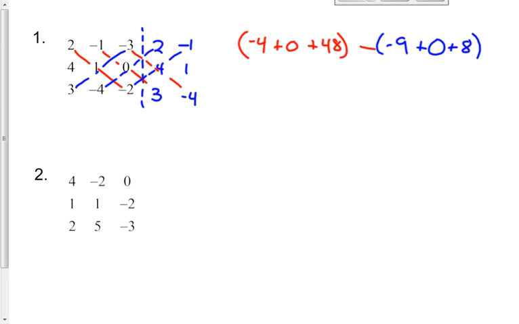Totals. -4 plus 48 is 44, minus negative 9 plus 8 is negative 1. There's another minus, minus, plus, plus. My determinant answer is 45.